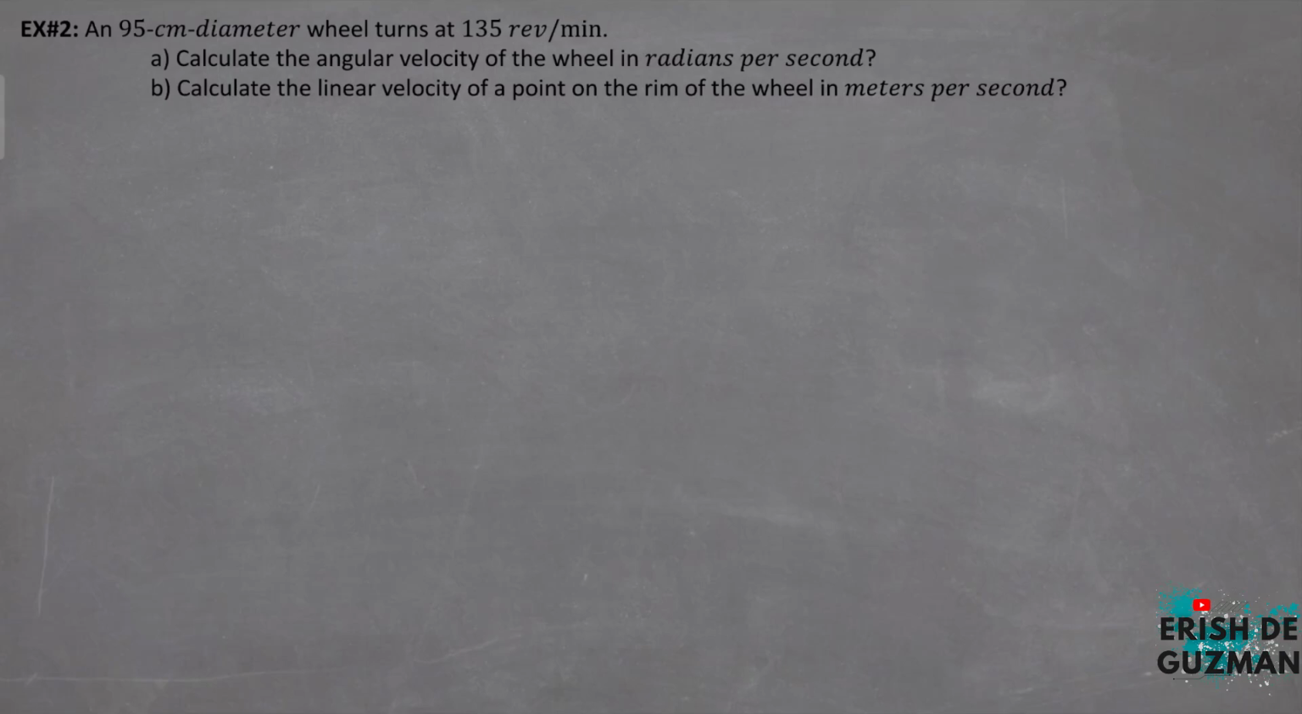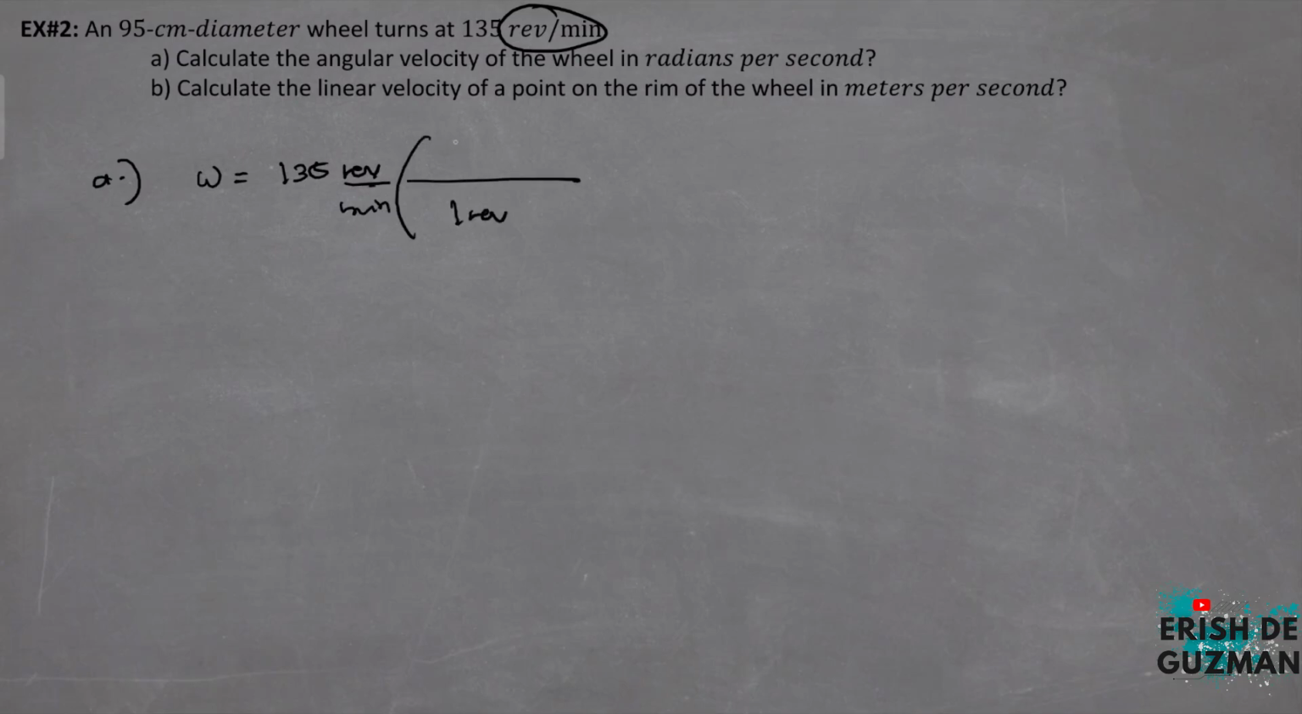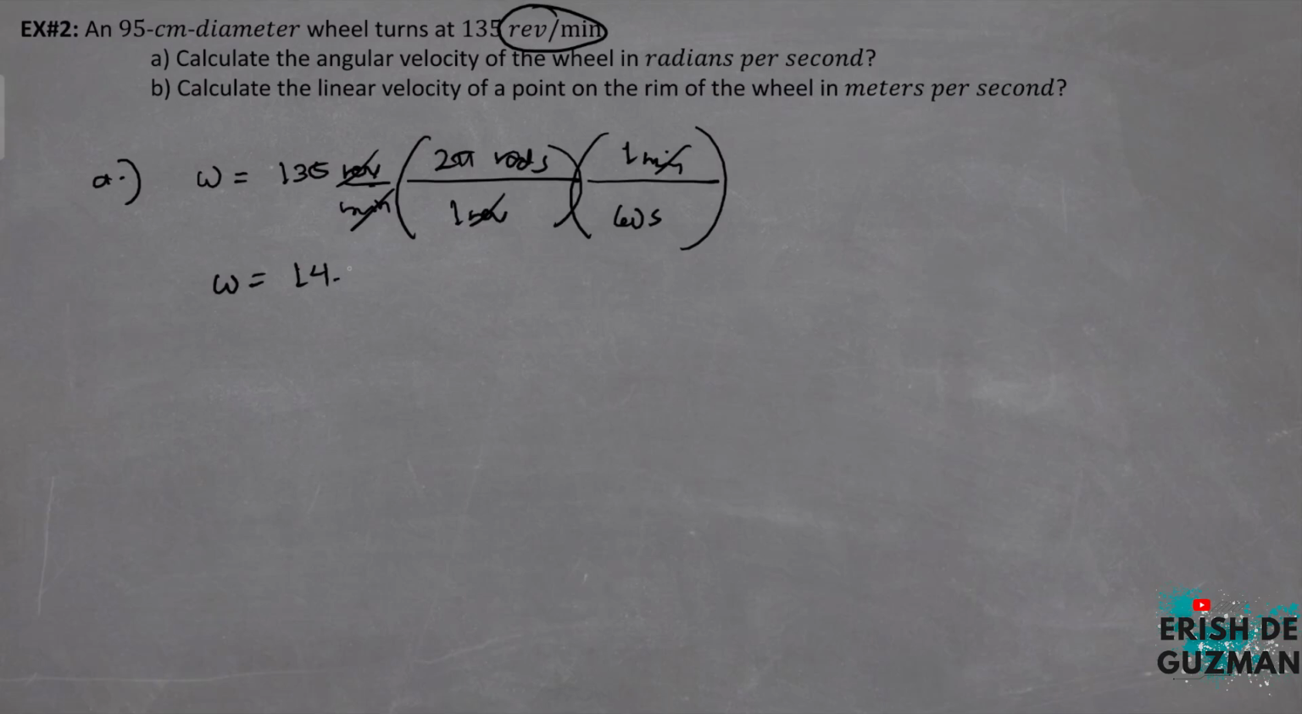For letter A, kailangan natin yung angular velocity in radians per second. Given na sa atin yung angular velocity, kaya lang in terms of revolutions per minute. So we just have to convert it. The angular velocity, 135 revolutions per minute. Convert lang natin. 1 revolution is equal to 2 pi radians, and 1 minute is equal to 60 seconds. Cancel nito. And by calculating, ang angular velocity natin in radians per second is equal to 14.137 radians per second.